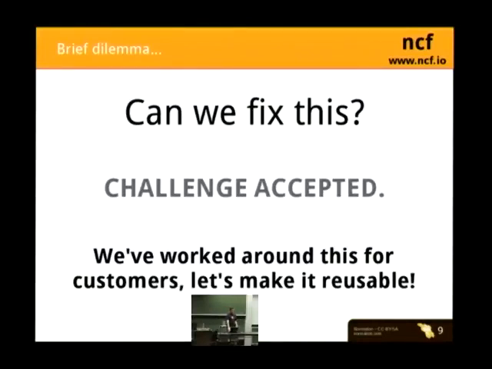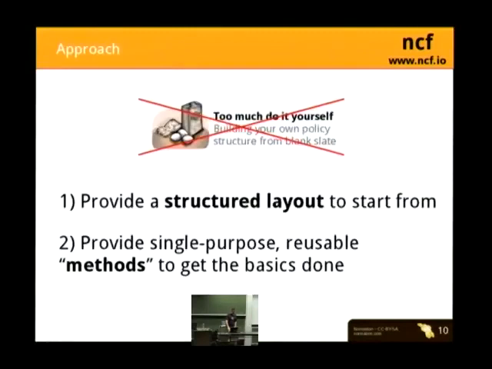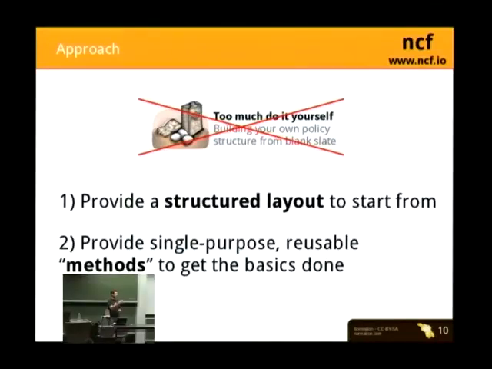So how did we do it? What have we done? We looked at each of the downfalls and said, so what can we fix? There's too much do-it-yourself in CF Engine. So what we've done with NCF is provide a structured layout to start with. It's very simple. It's just a git checkout or a tarball to download. It's got some nice directories in. You can get a bit of guidance as to where to put your stuff.